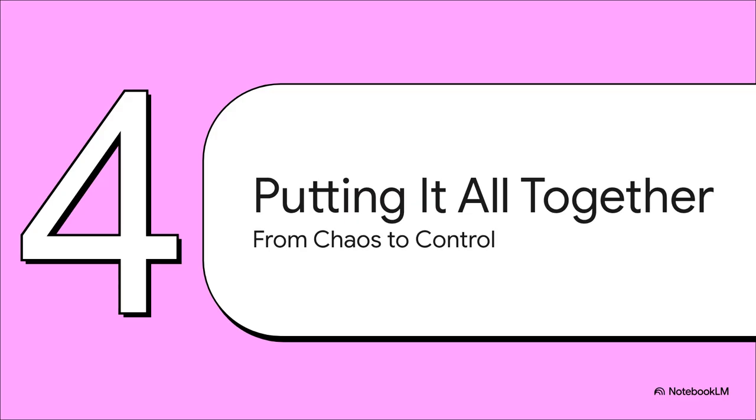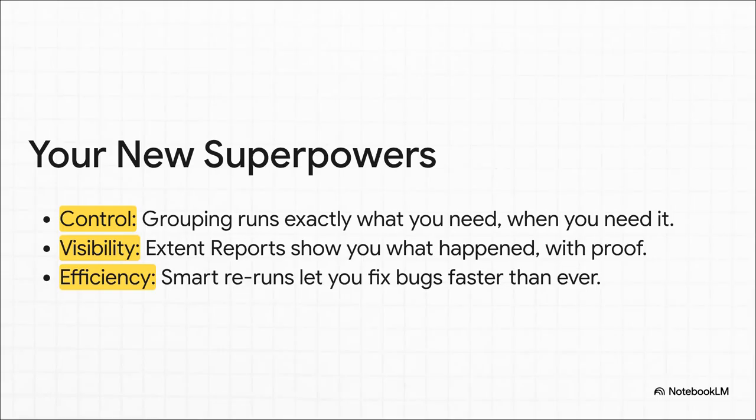Okay, so let's put it all together. See? These aren't just 3 random tricks. The real magic happens when you use them together. What you have now are basically 3 new superpowers for your test suite. Grouping gives you precise control over every single run. Advanced reporting gives you deep visibility into the results, with proof. And those smart reruns give you unparalleled efficiency in your fix and verify cycle.